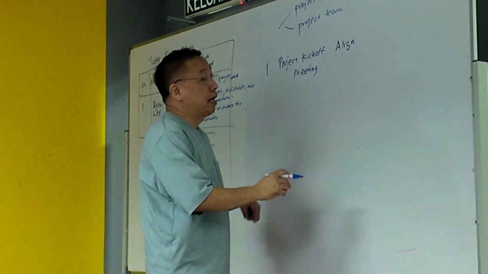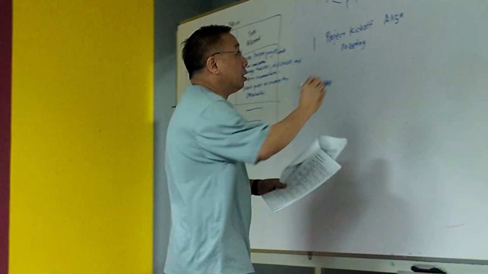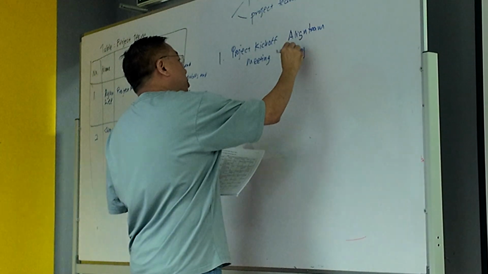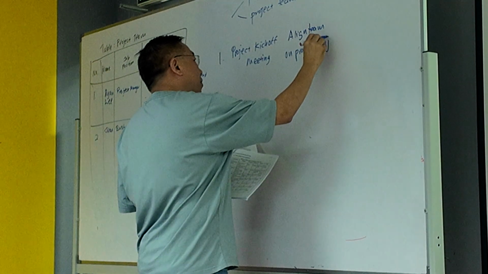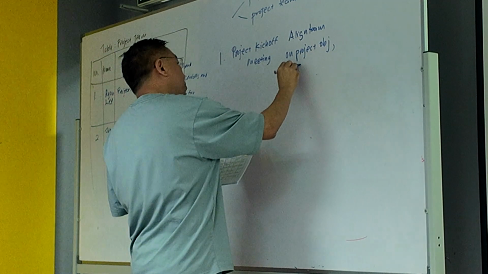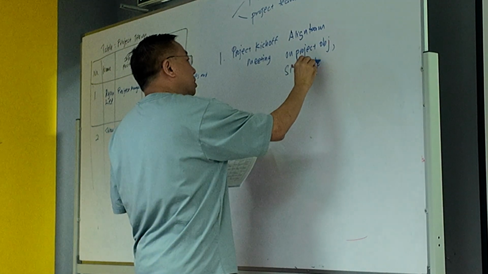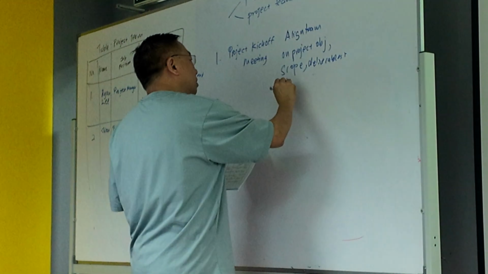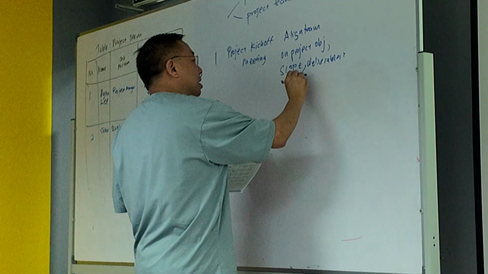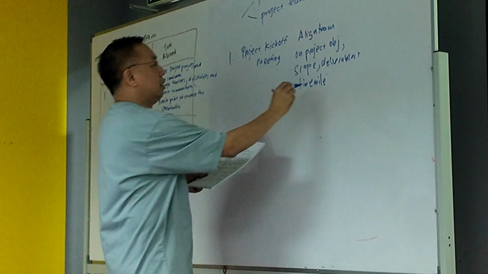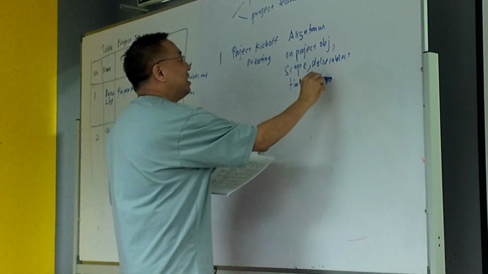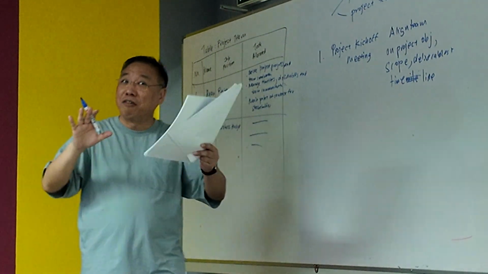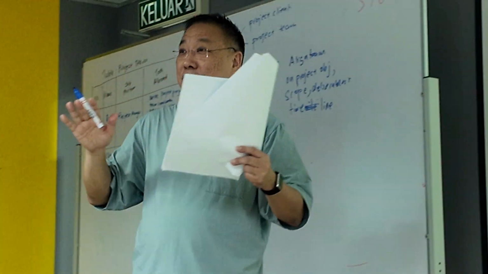The purpose is to align the team on project objective, scope, deliverables, and timeline. For example, these are the key things you typically do during a project kickoff. So you can set the stage so everybody is clear. This is what this whole project is about.